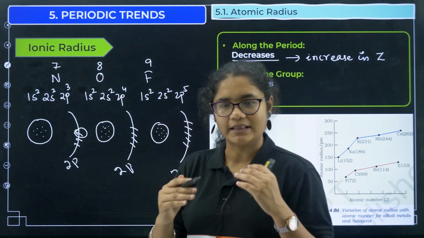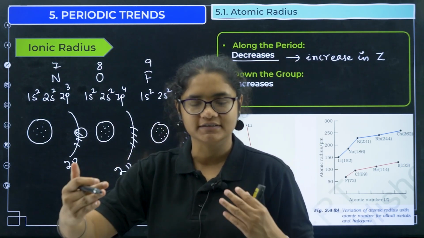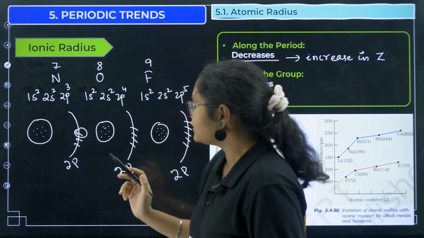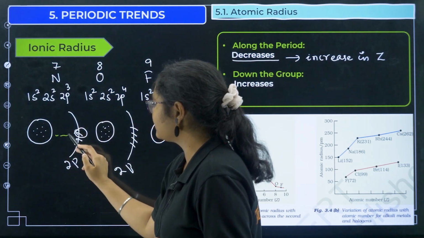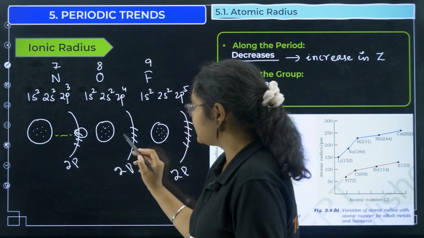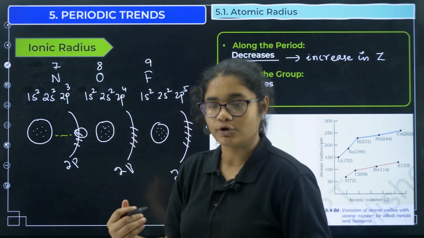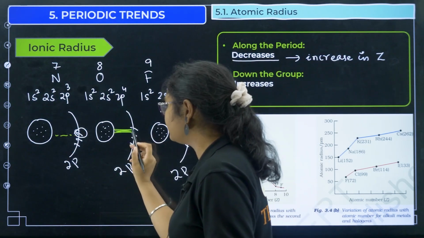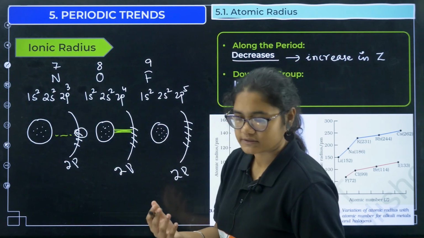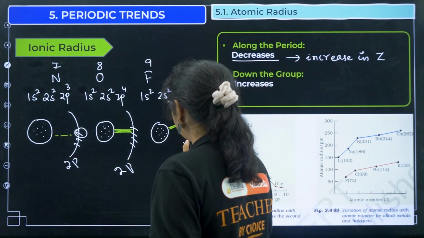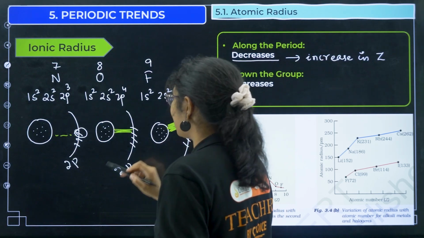So if it is 2p, that means it will be at a fixed distance from the nucleus, right? So now what happens here, due to 7 protons it will attract the 1 electron, right? But here there are 8 protons, so definitely the attraction will be a little stronger. Now if you see here there are 9 protons, right? So definitely the attraction will be much stronger than this one.